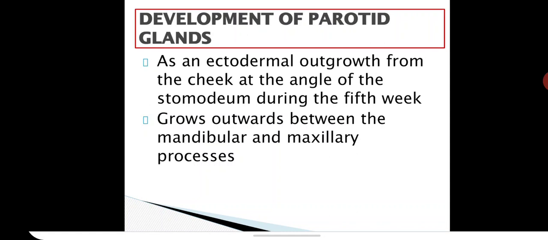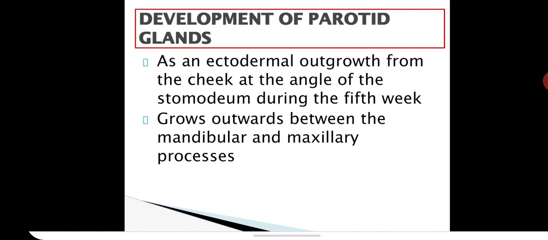First we will see the development of the parotid gland. It develops during the 5th week from the angle of the primitive mouth or primitive oral fissure as an ectodermal furrow which grows outwards between the mandibular arch and the maxillary process. Later, the groove is converted into a tube that will form the parotid duct. The parotid duct opens medially into the angle of the primitive mouth.